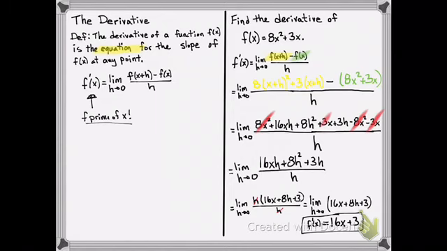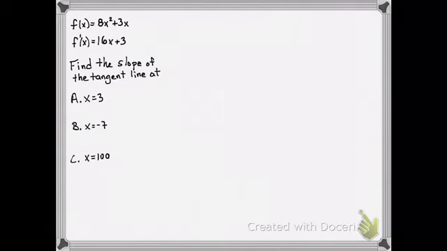So how are we going to use this? We're going to use this to do the next part. So what I'm going to do is go to the next slide. I'll copy this over to the next slide, and we'll see how we use it. All right, so here on the next slide, I just copied over the function and its derivative. 8x squared plus 3x was our function, and the derivative we found is 16x plus 3.